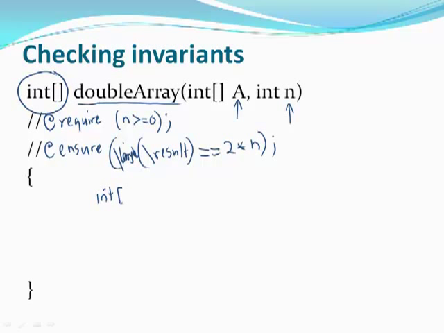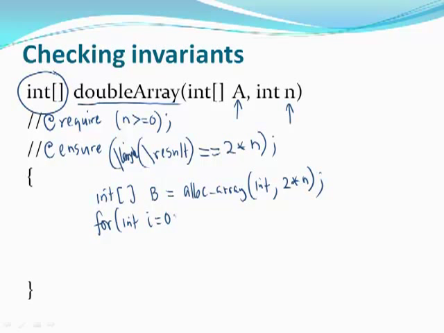Let's start with a local definition inside the function. Let's say b is an array of integers, and we're going to allocate an array using alloc_array of integers of size 2 times n. And then once we allocate memory, we can write a for loop: for int i equals 0, i less than n, i plus plus, and we write the following. We just say b of i is assigned a of i.